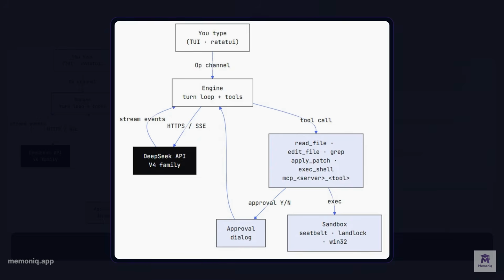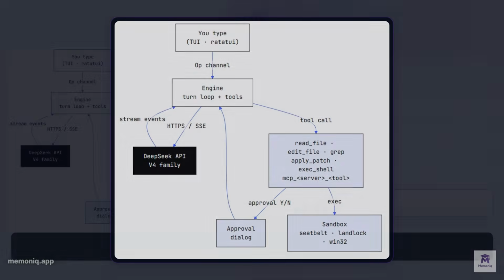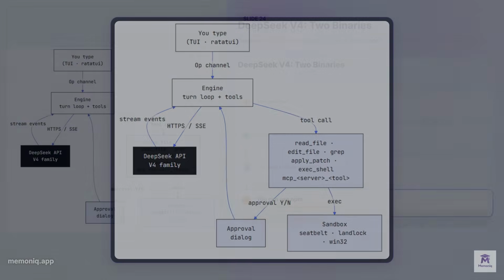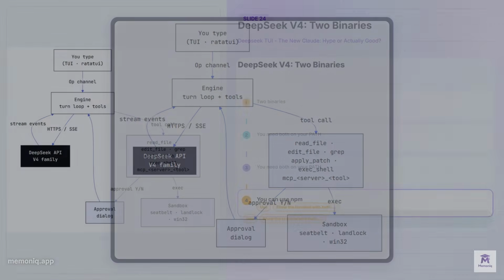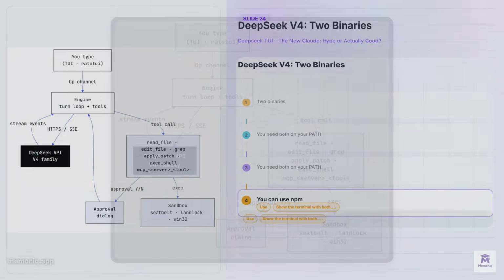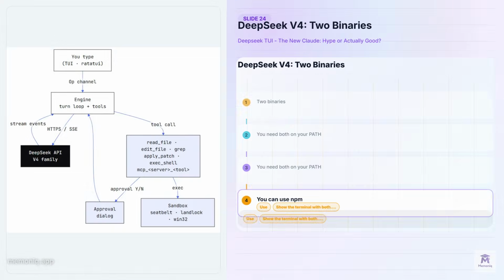The second is the actual TUI runtime called deepseek-tui, which runs the agent loop. You need both on your path. Running either alone gives you a missing companion binary error. Installation is straightforward. You can use npm, cargo, Homebrew, direct download from GitHub releases, or Docker.